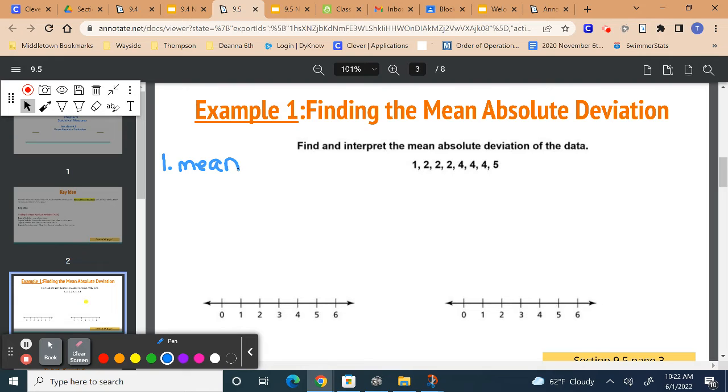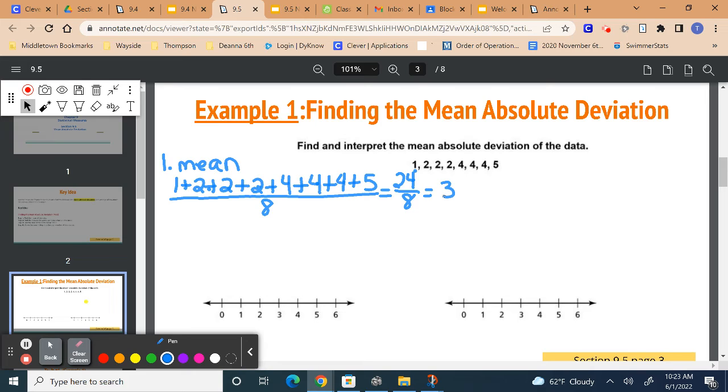So we are going to do 1 plus 2 plus 2 plus 2 plus 4 plus 4 plus 4 plus 5. Let's count our data: 1, 2, 3, 4, 5, 6, 7, 8. We're going to divide that by 8. When we find our sum, it's 24, and we divide it by 8 and get 3. So 3 is our mean.